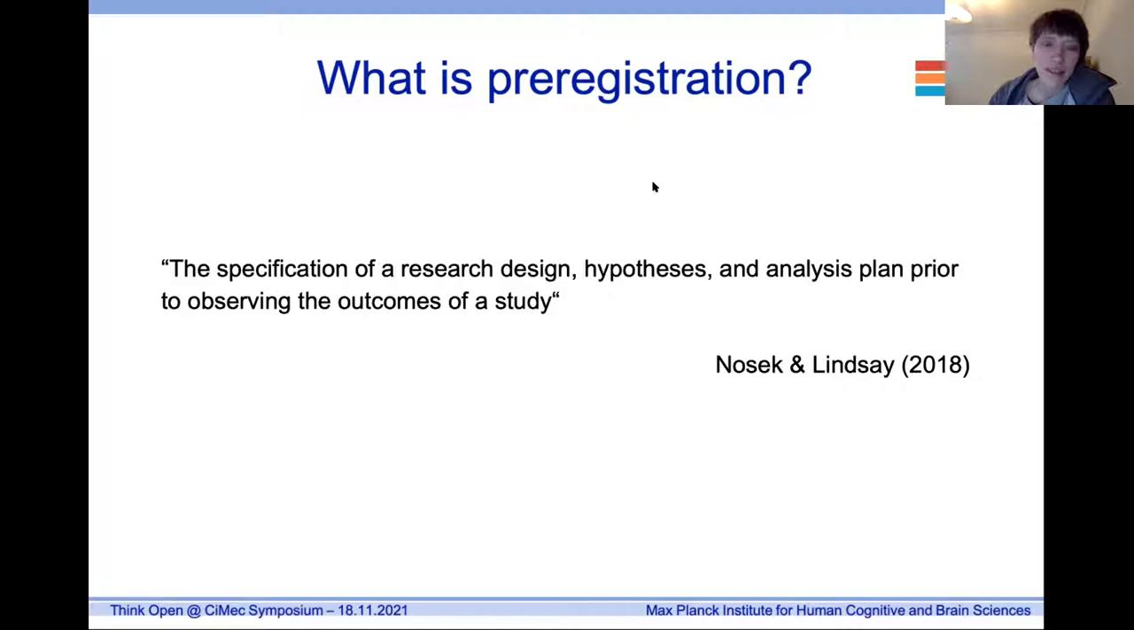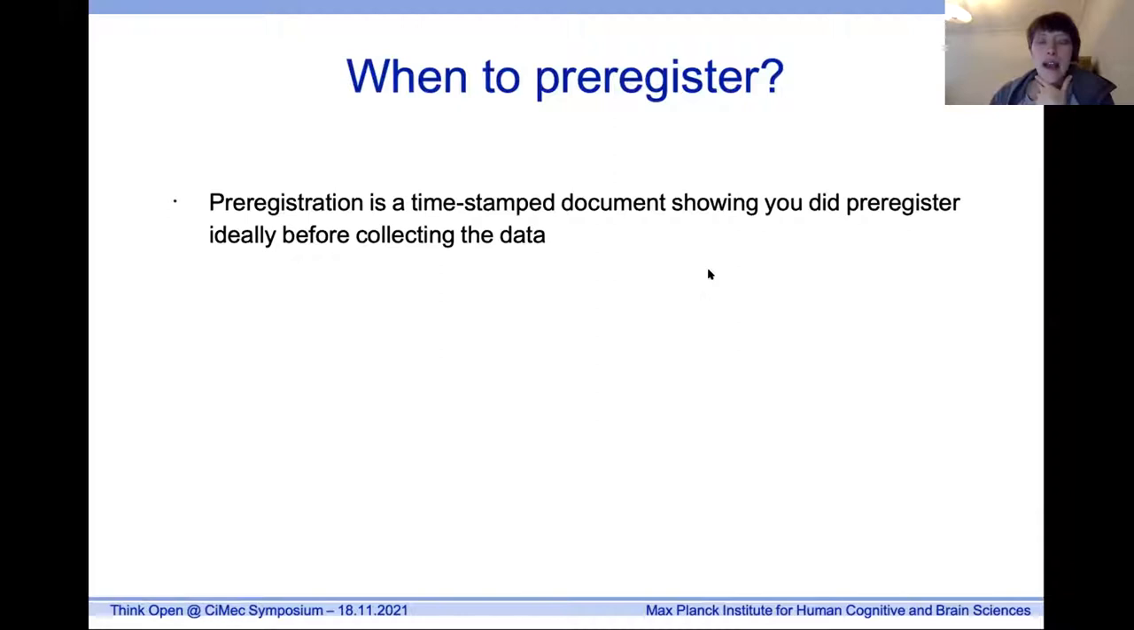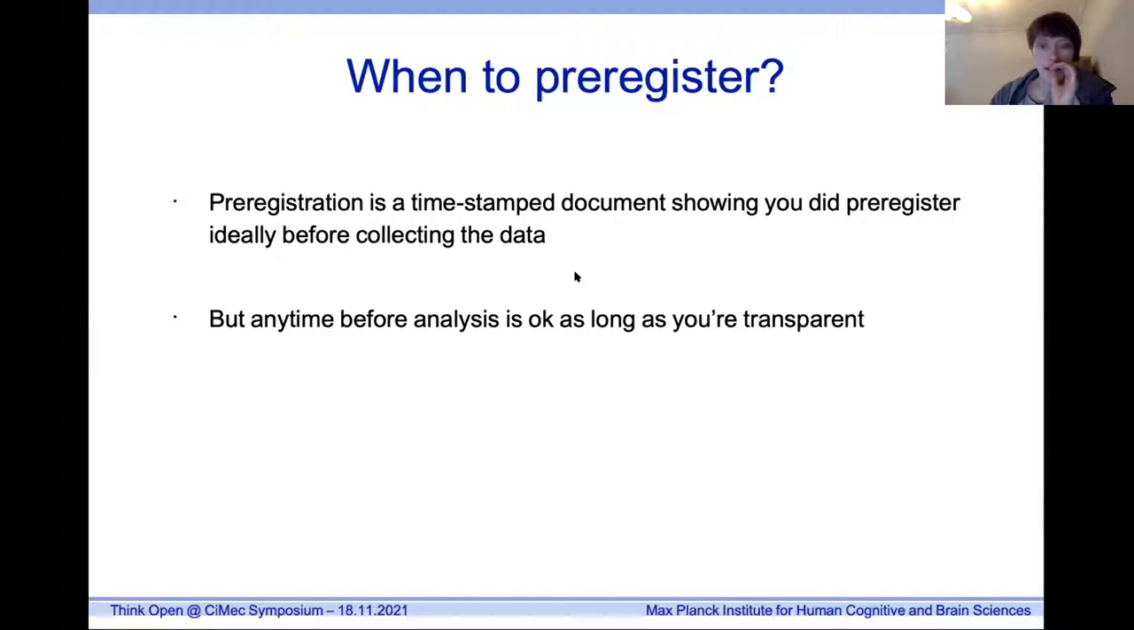It's the specification of research design, hypothesis, and analysis plan prior to observing the outcomes of the study. And yeah, when should you do that? It already said in the definition that it should be prior to observing the outcomes. So ideally, you would create a timestamp document that shows that you pre-registered and fixed everything before you start collecting the data. But of course, it's okay any time before you really start the analysis, as long as you're transparent about what you know about the data.